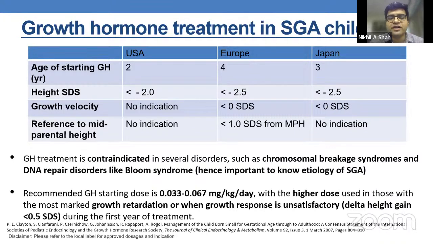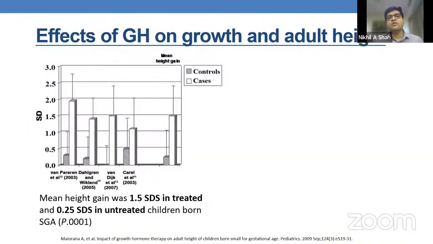Recommended growth hormone starting dose is 33 to 67 microgram per kg per day, with higher dose used in those with most marked growth retardation or when growth response is unsatisfactory. That is, delta height gain is less than 0.5 standard deviation during the first year of treatment.